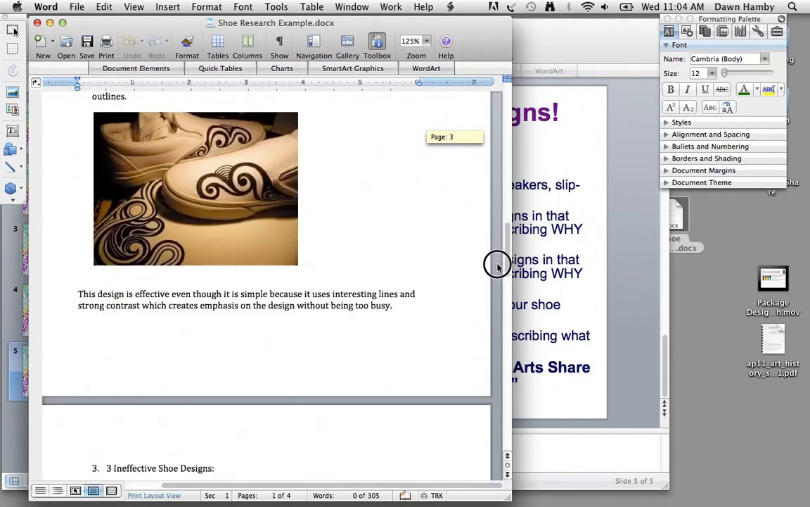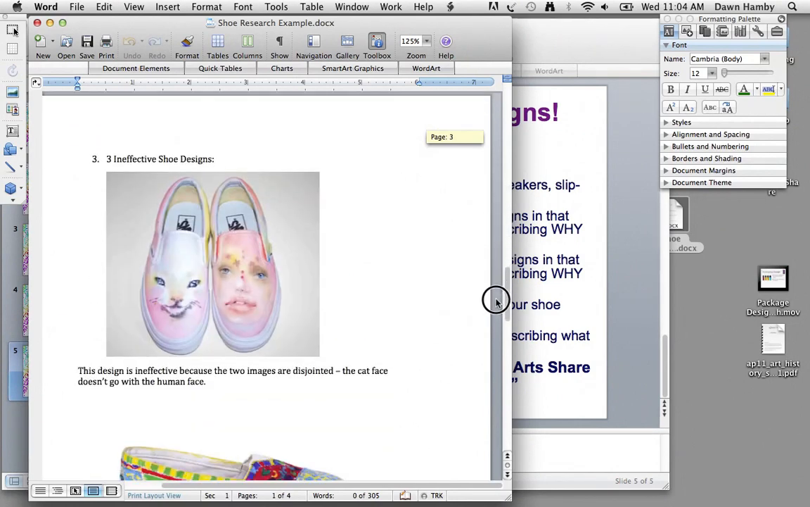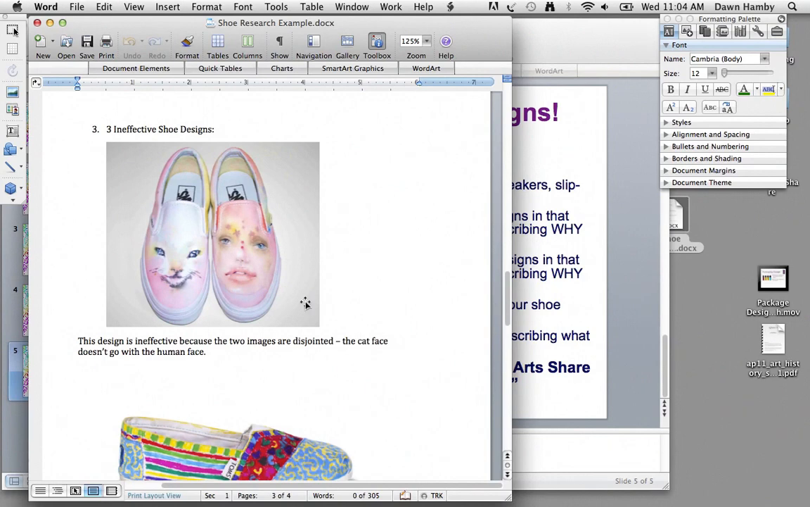You also need to find ineffective designs, so ugly shoes. And I found this one that was just bizarre. It's got a cat on one side and a very awkward looking face on the other side. And so I said this design is ineffective because the 2 images are disjointed. The cat face doesn't go with the human face. I don't understand why these 2 things would go together.